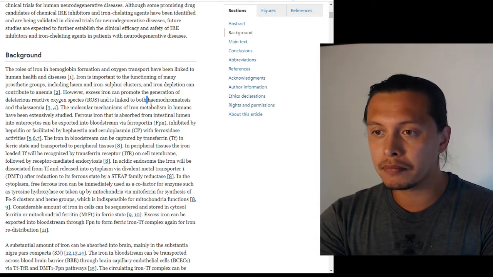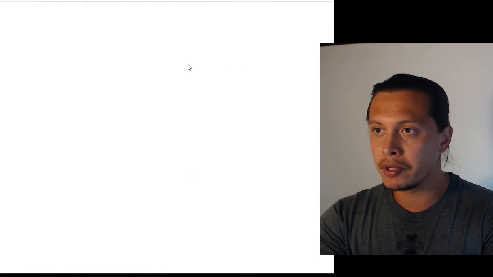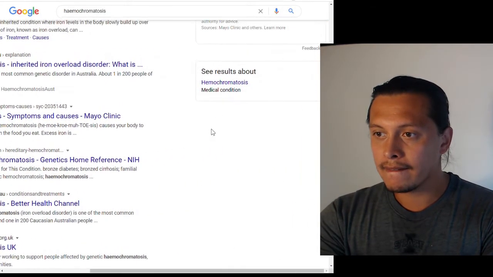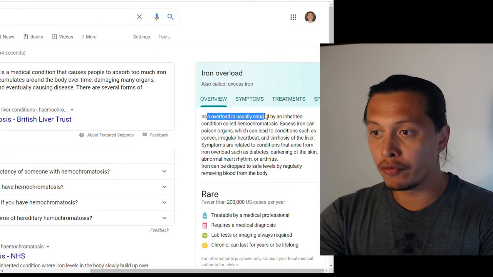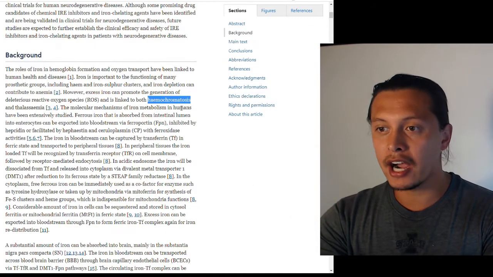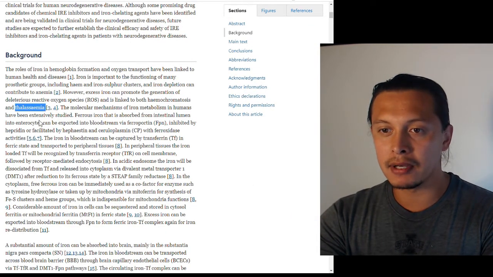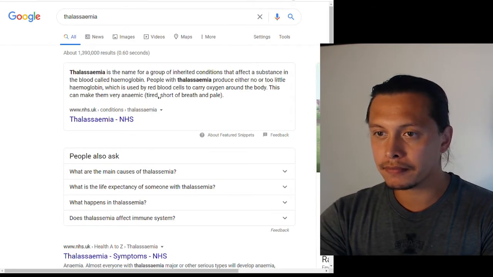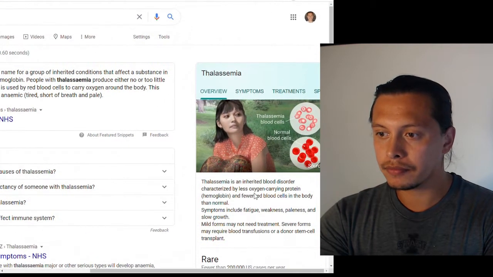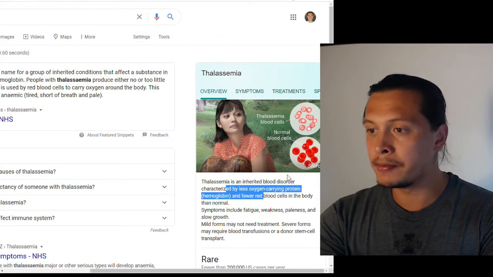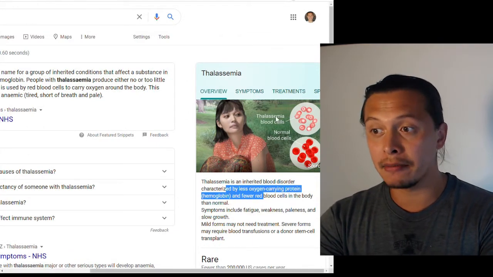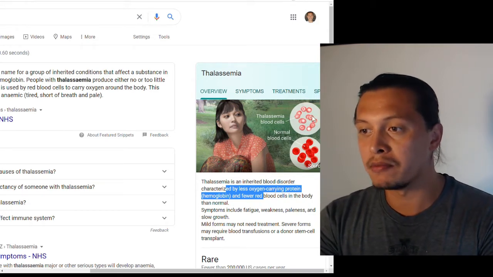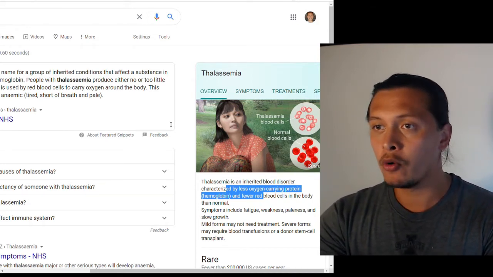So hemochromatosis, I'm not familiar with what that is, so iron overload, so yeah, it's basically iron overload. And thalassemia, it's basically when the hemoglobin is not able to carry as much oxygen, and so these are an example of thalassemia blood cells versus normal blood cells, where they have lost a lot of the color.